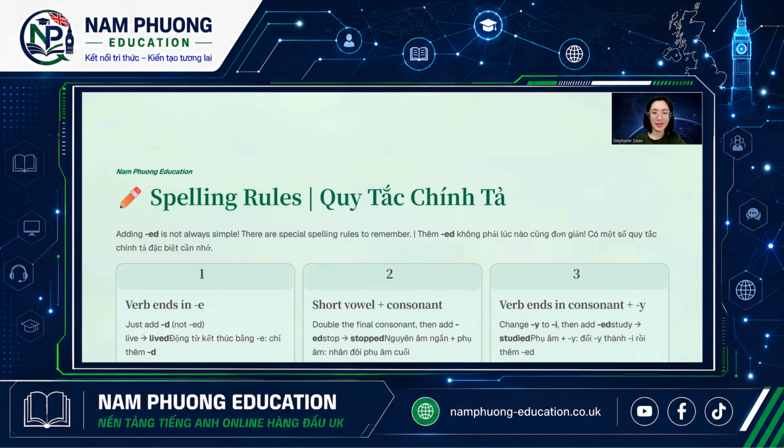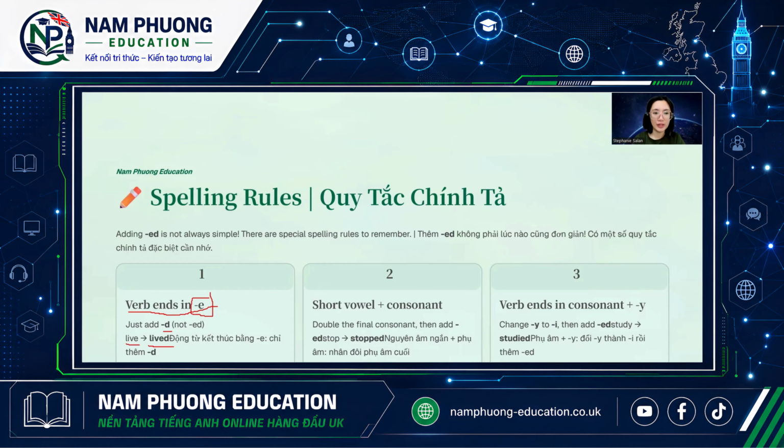Sometimes adding ed is not always simple. There are special rules to remember. Rule number 1, for verbs ending in e, we just add d, not ed. Again, for verbs ending in e, we just add d. For example, the word live. This word ends with e. So to make it in the past form, we just add d. From live, it becomes lived. Notice that we do not add another e.